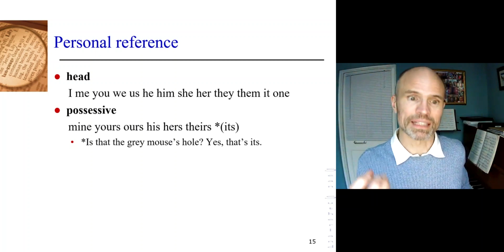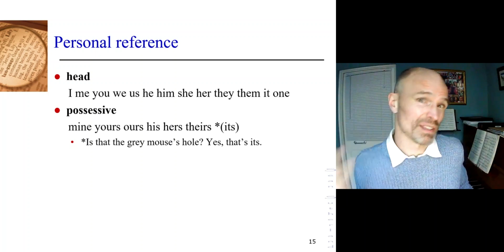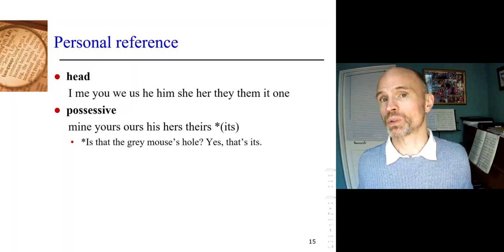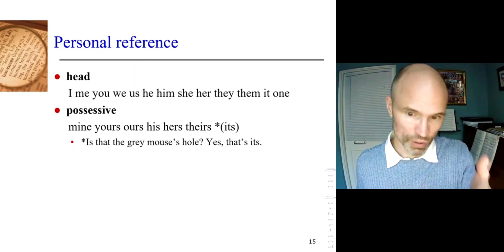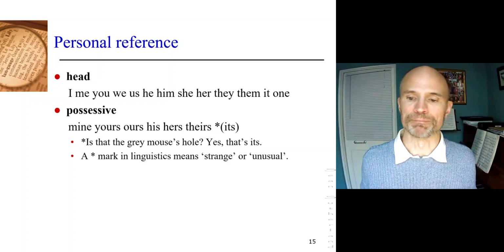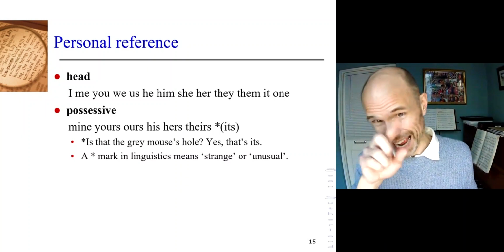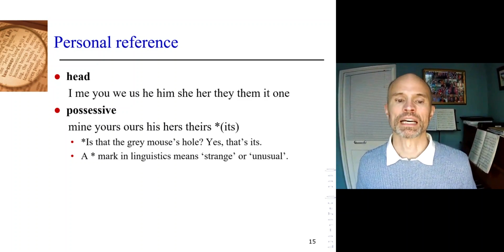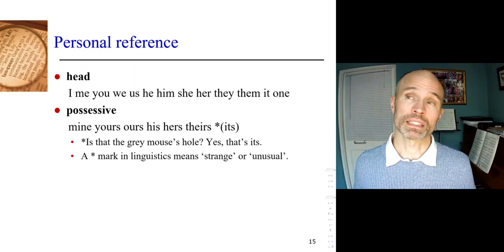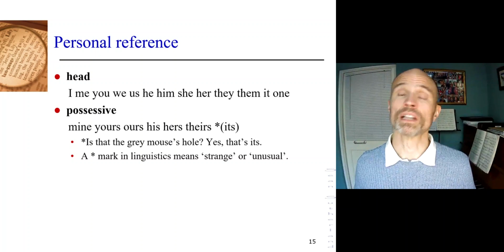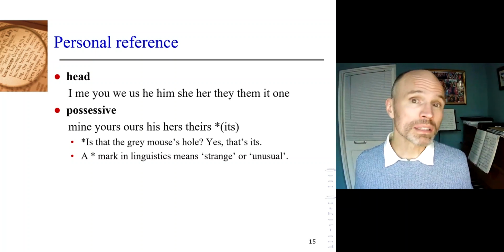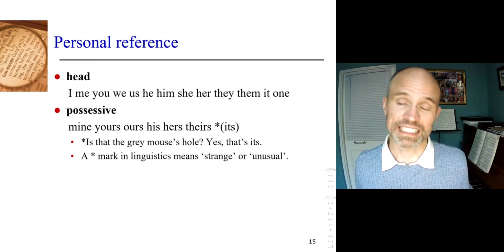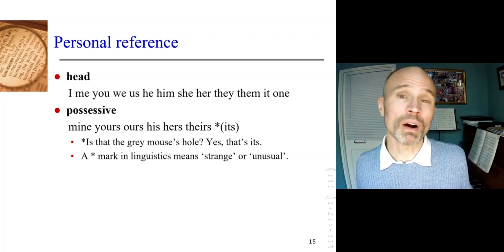Head means that, right? In this case, you might think of it as the base form, the basic form, whereas the possessive one shows that it belongs to you or her or whichever. Notice that asterisk sign before its, is that the gray mouse's hole? Yes, that's its. We often use an asterisk to show that something is unusual, maybe impossible, but maybe not impossible, because it's not like you can't say, yes, that's its, but it just sounds a bit awkward to most of us.